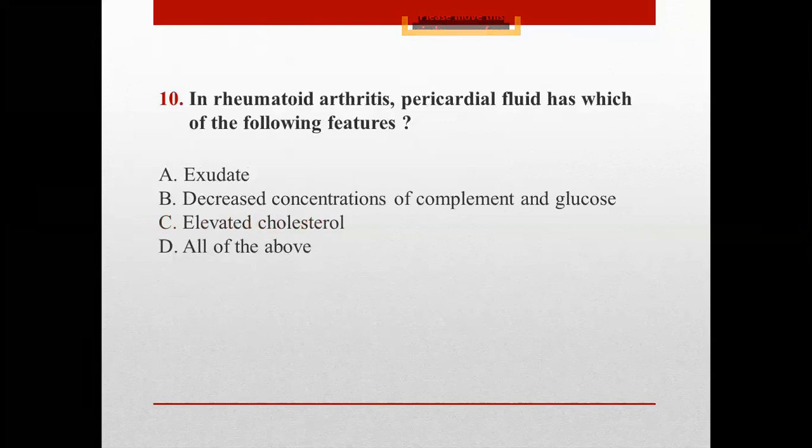In a patient with rheumatoid arthritis, the pericardial fluid has which of the following features? Exudate, decreased concentrations of complement and glucose, elevated cholesterol, or all of the above?